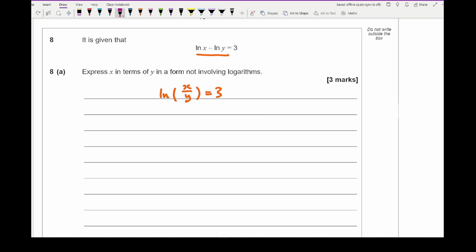Then I can take the e of both sides, in which that then leaves me with x over y equals e to the 3. And then I can make x the subject by taking y to the side, so I end up with x equals y e to the 3, and there is my answer for part A.